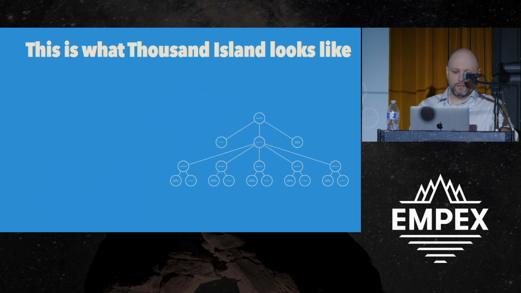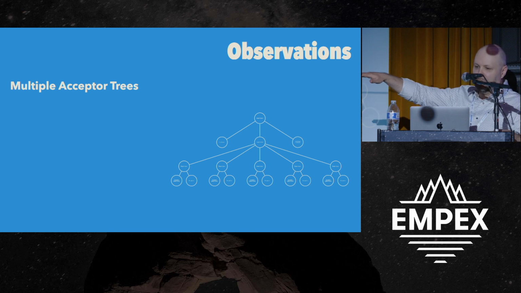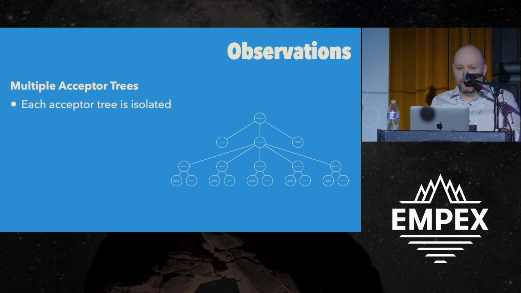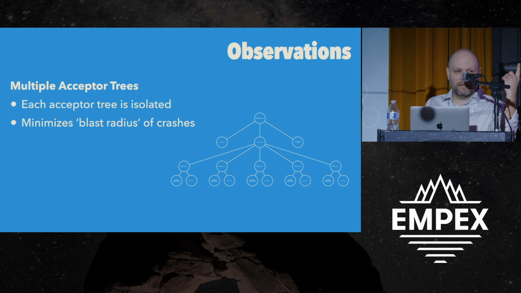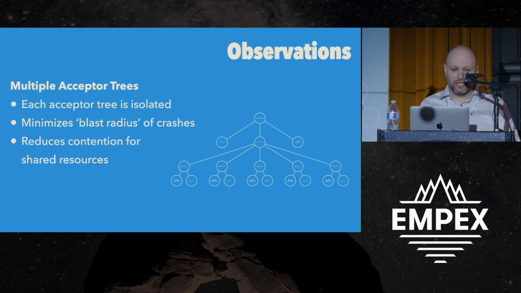So let's take a quick little look at some of the details. Emphasis on quick. First off, the rationale behind having multiple of these trees at the bottom. In Thousand Island, the number of these trees is configurable via the num_acceptors parameter. It defaults to 10. I can only fit 5 on the slide, but in a default Thousand Island server, there's 10 of them. Each of them is isolated. And that has one primary benefit of minimizing the blast radius of a crash, as we'll see in a moment, minimizing the number of people that even see or care about a crash. It also helps reduce contention for resources.